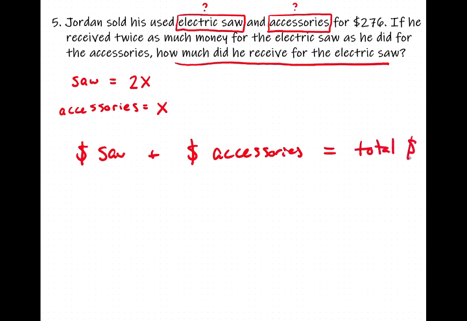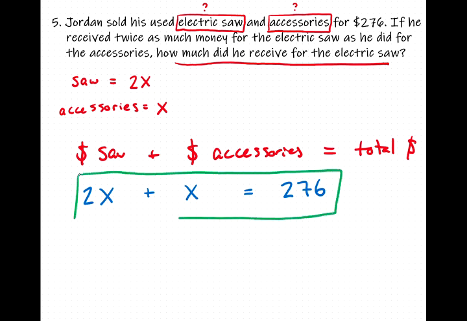So if we convert that into a mathematical equation, the monies received for the saw were $2X, and the monies received for the accessories are X dollars. So together, that should equal the total amount of money, which is given in the problem. That's the 276.